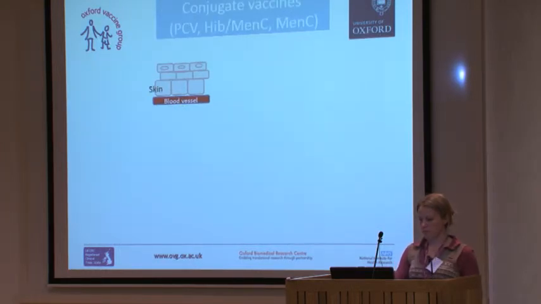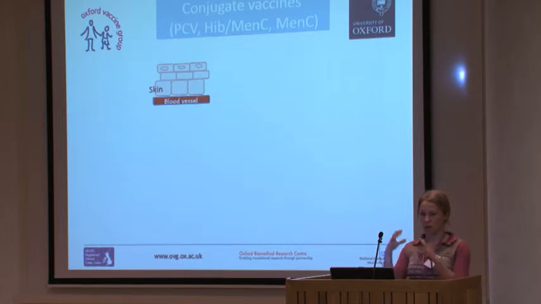And then the final one is the conjugate vaccine. So these include vaccines like pneumococcal conjugate vaccines, so Prevnar, Hib vaccine, MenC, and the Men-ACWY, which I haven't actually included up there. These vaccines are all basically made up from the capsule of a bacteria, so the coat that surrounds it, which is really inert, your immune system doesn't really recognise it. And in children under 2, they can't respond to these kinds of antigens at all.